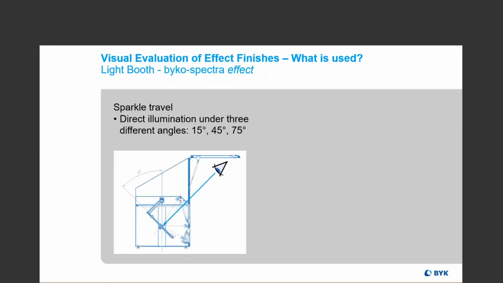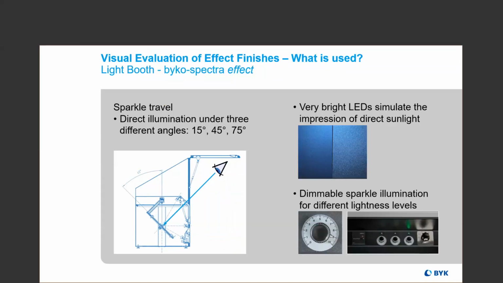Now for sparkle, we use, of course, direct illumination under those 3 angles mentioned before, the 15, 45, and 75 degrees. Now these LEDs are very bright, which makes it easier to evaluate sparkle, or particularly to evaluate differences in sparkle between 2 panels. But that illumination is also dimmable to give different illumination levels.